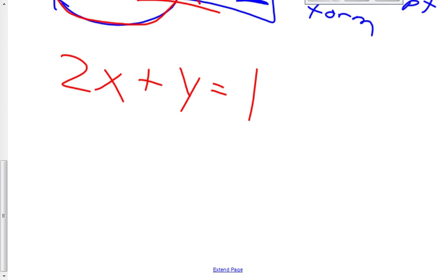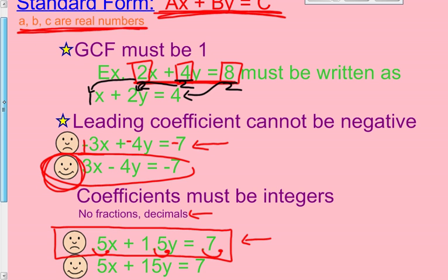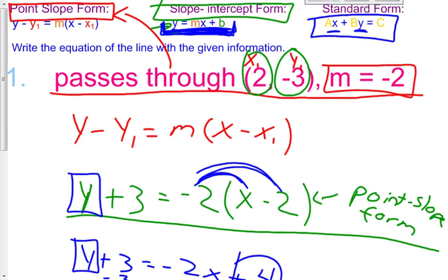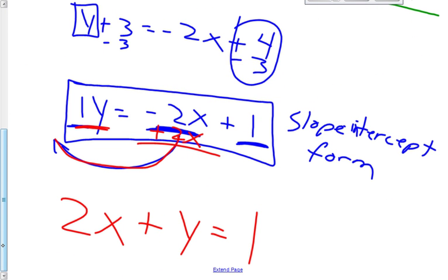Is the greatest common factor 1? Yes, your coefficients are 2, 1, and 1, so your greatest common factor is 1. That step is taken care of. Your second rule, what's your second rule again? Your leading coefficient cannot be negative. Is your leading coefficient negative? It is not. Your leading coefficient is a positive 2. So that rule is out of the way.